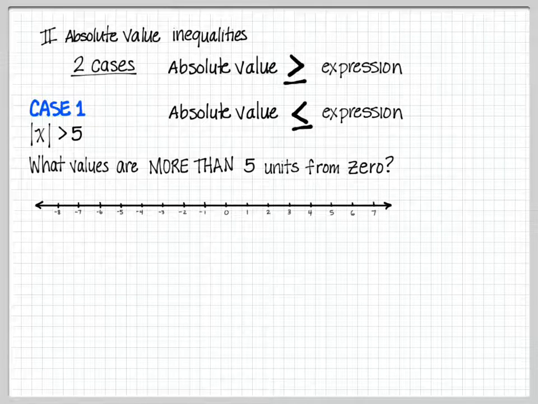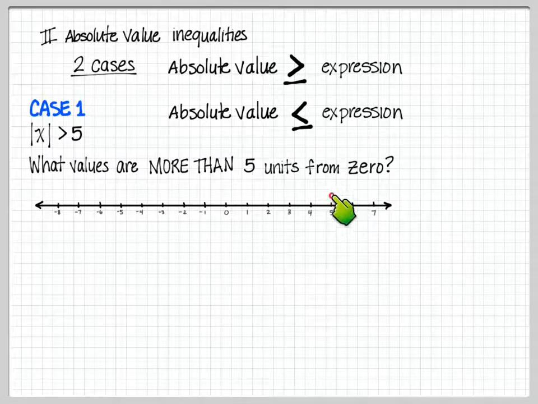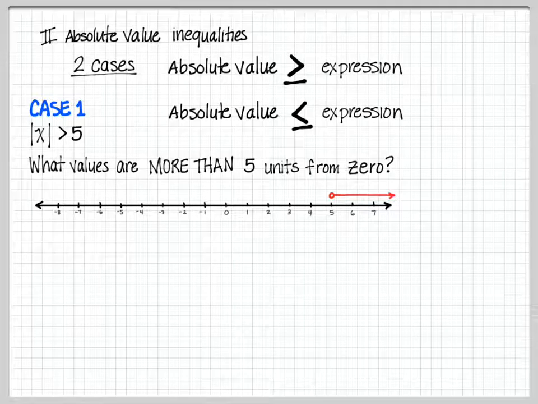It's asking us what values are more than 5 units from 0. Not exactly 5, but more than 5. Well, 5 is not more than 5, so we have to look at this as an open hole, saying not at 5, but it is everything to the right of 5, every number above that. But similarly, negative 5 is 5 units from 0, and everything to the left of that.